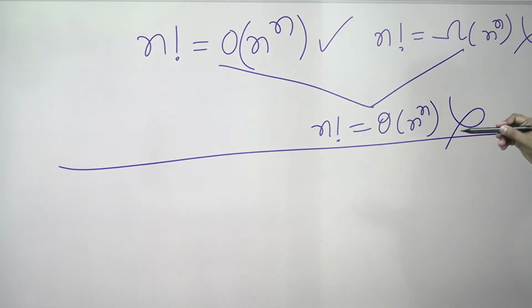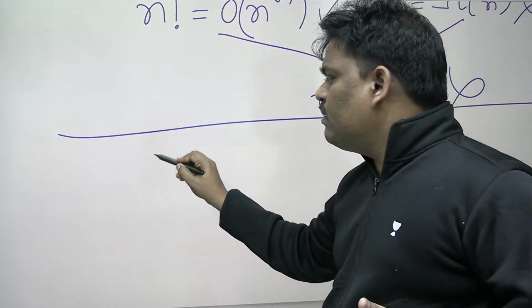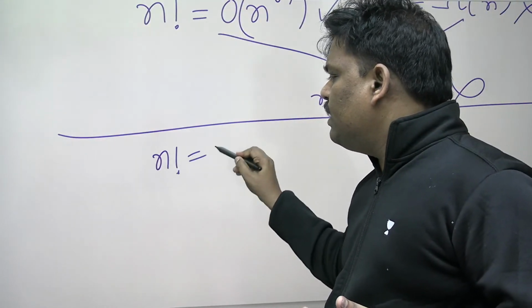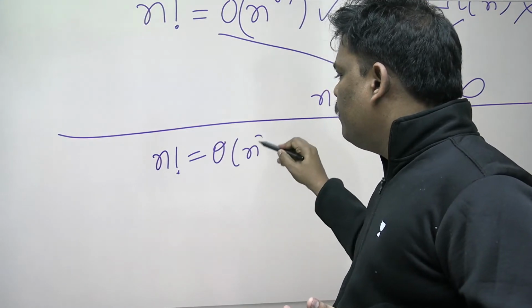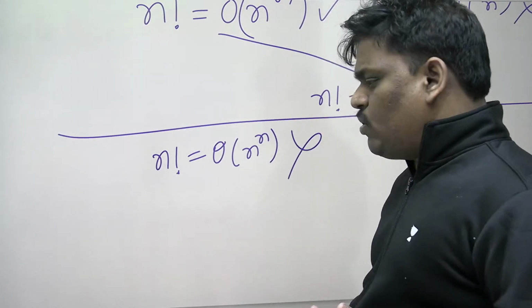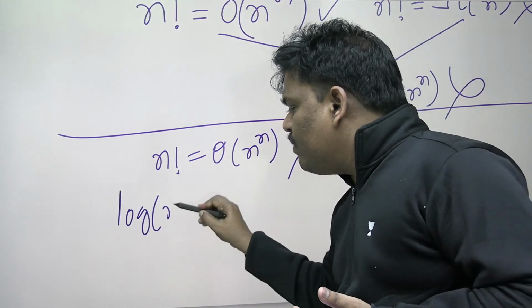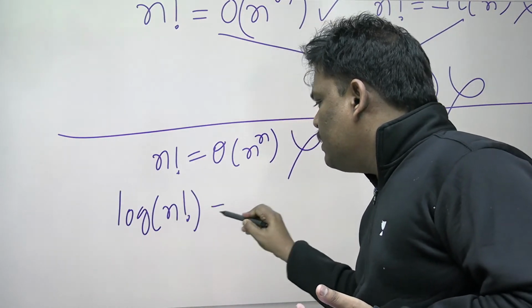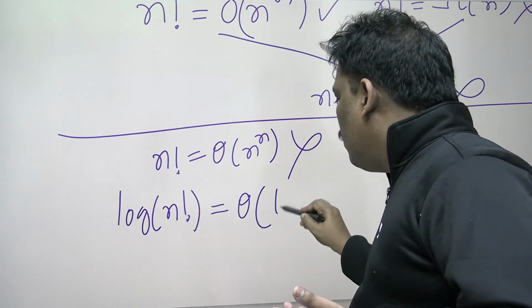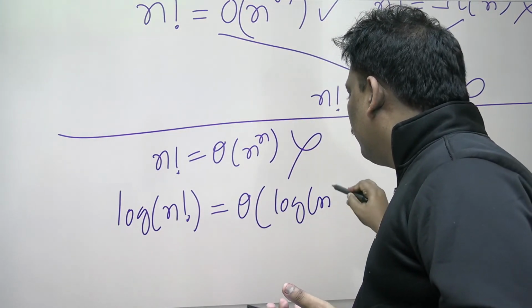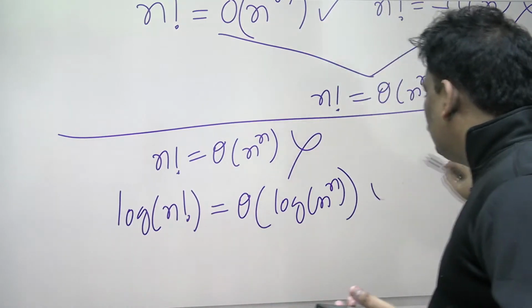Because of this reason, theta is not possible. See the beauty, theta not possible. Everyone listen: n factorial is theta of n power n is wrong. But see the beauty: log of n factorial is theta of log of n power n. This is right.